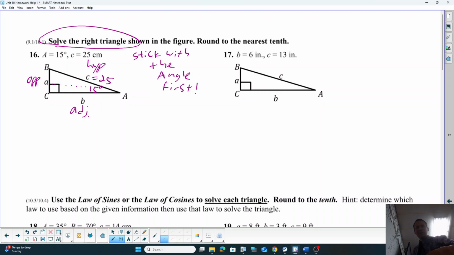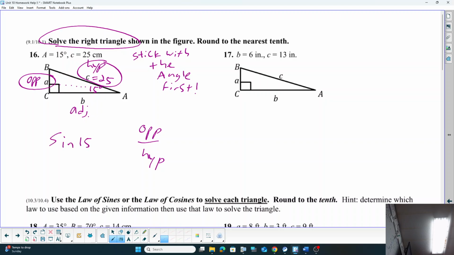Pause me. Try it on your own. Okay, so we're going to do opposite and hypotenuse, right? Let's solve for a. You can solve for b first, but we'll solve for a. So we're going to do opposite over hypotenuse. So what is opposite over hypotenuse? Opposite over hypotenuse is sine.